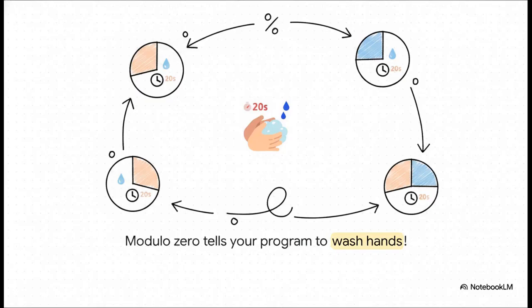To give you a super concrete example, if your total cycle count is exactly divisible by 3, well, the remainder is exactly 0. So that modulo 0 result essentially tells your program, hey, it's time to start the loop over and trigger the very first task, which is washing your hands. It is just a remarkably elegant way to wrap values around.